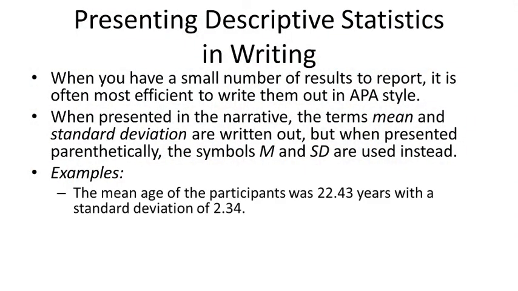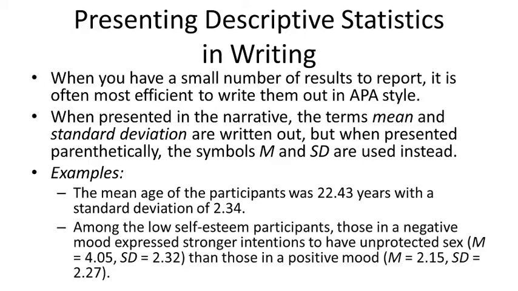You could write in your results section something like this. The mean age of the participants was 22.43 years with a standard deviation of 2.34. So that's a very common way to write out this kind of stuff in a results section. But you could also use that other format I mentioned where you put the mean and standard deviation in parentheses.